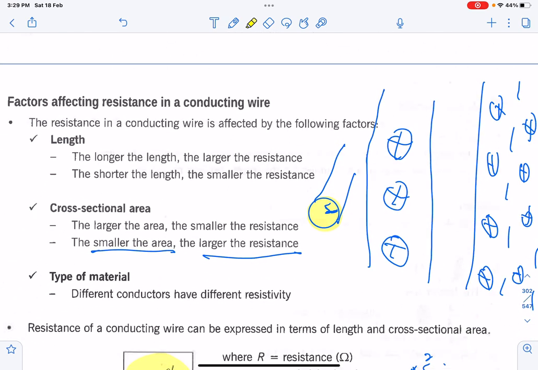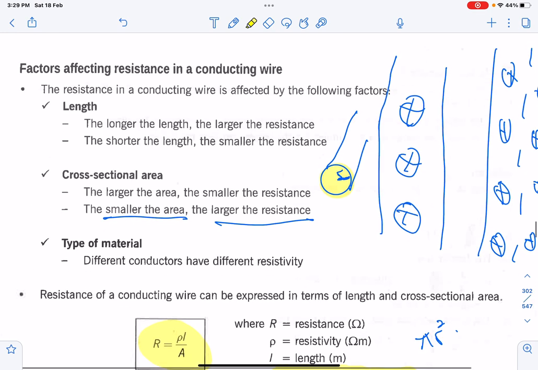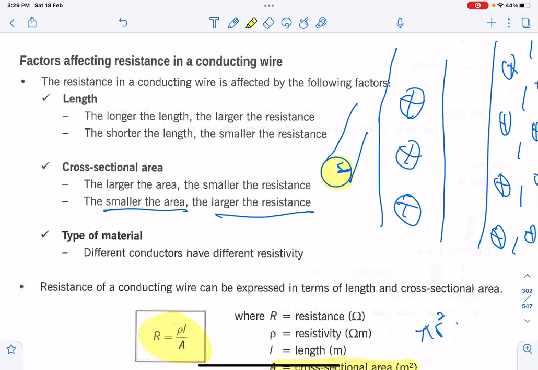What are some things that can affect the resistance in a conducting wire? It's the length and the cross-sectional area, as well as the material. When we talk about length, having a very long wire means you have more resistance along the way. Why? Because it is harder for you to move. Imagine if you walk a short road versus a long road. A long road creates more friction, and therefore it will be harder to move as compared to a shorter distance. So that's where length matters.